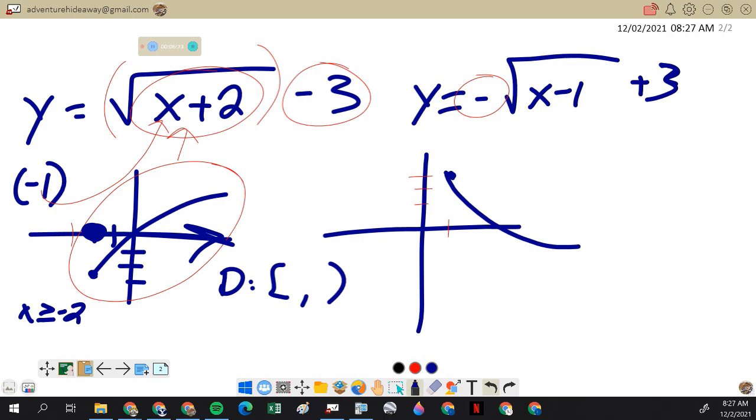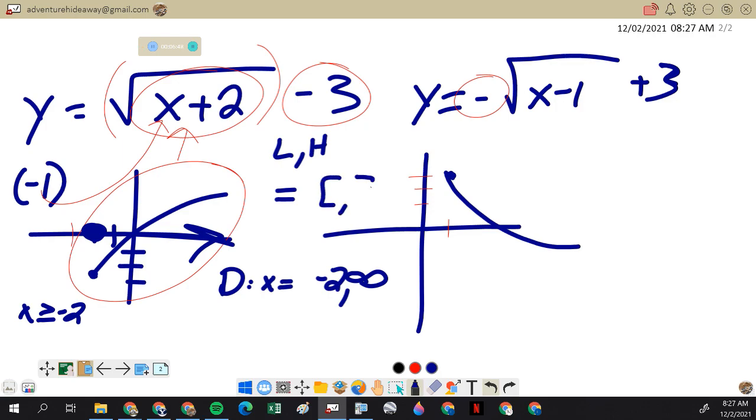Okay. So what you do is you list low, comma, high. What is the smallest x that counts? Negative 2. So we're going to say the domain is x equals negative 2. What is the largest x? Infinity. And then equal to is represented by a bracket. Not equal to is represented by a parenthesis.